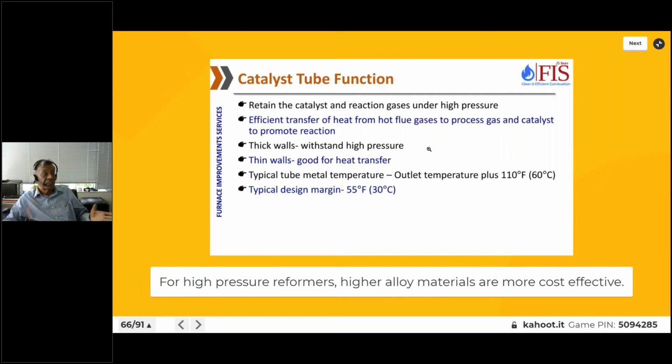So the catalyst tube has a very important function actually. We basically hold the catalyst and gases under high pressure, with efficient heat transfer, and the typical tube metal temperature is generally outlet temperature plus 110 degrees. That's typically the operating tube metal temperature. Typical design margin is about 30 degrees on this temperature that we take.